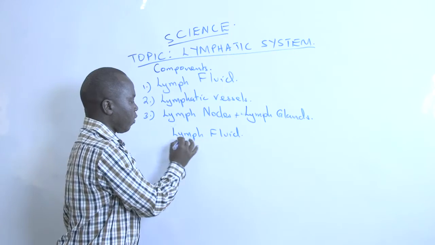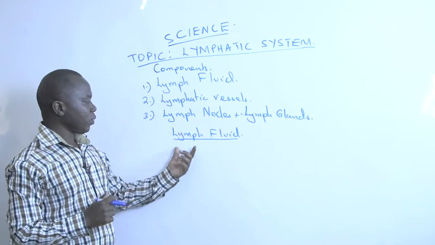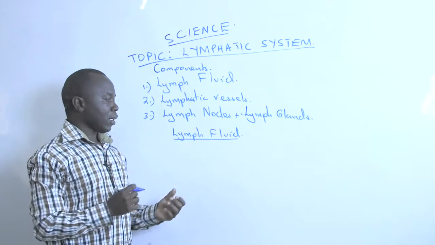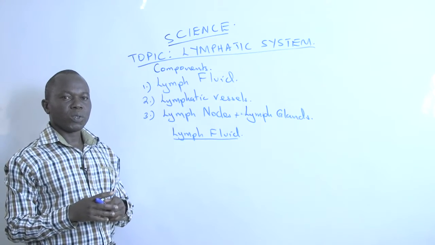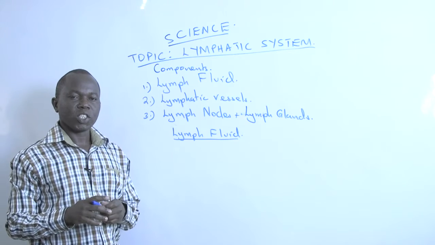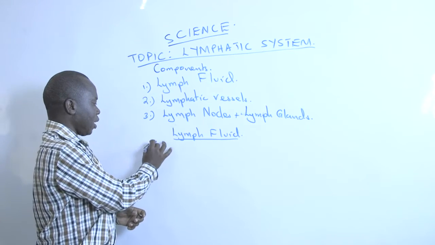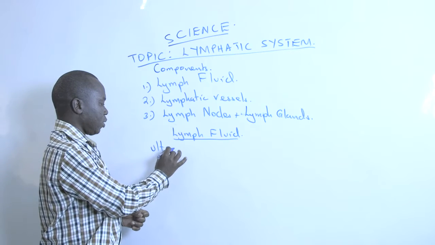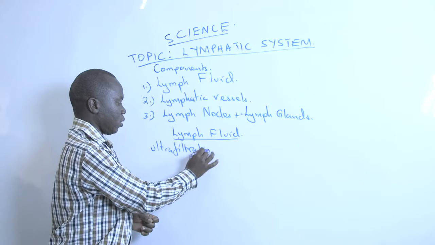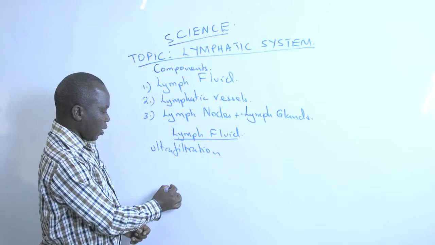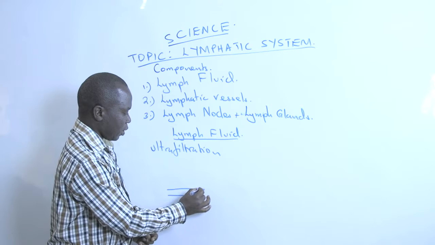Lymph fluid. So what is this lymph fluid? Lymph fluid is a colorless liquid that is formed due to ultrafiltration of blood plasma. Now, what is this ultrafiltration? For us to understand it better, we can use this diagram.